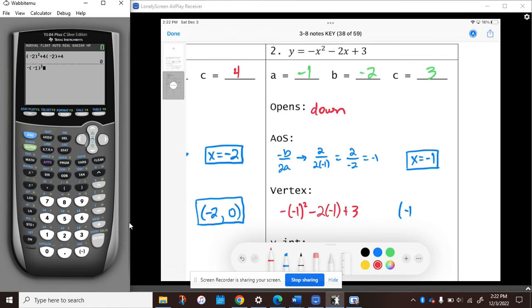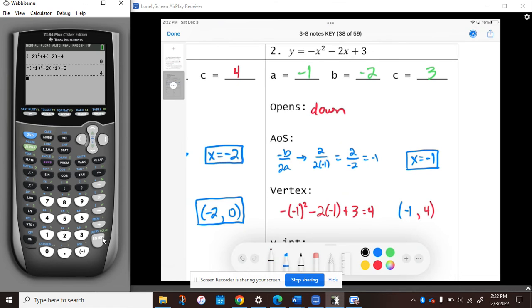-1 squared - 2 times -1, and then plus 3 there at the end. All right, we hit enter. That gives us an answer of 4, and that means the y coordinate is positive 4.